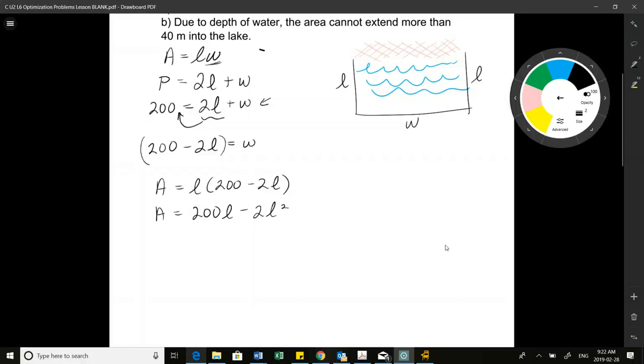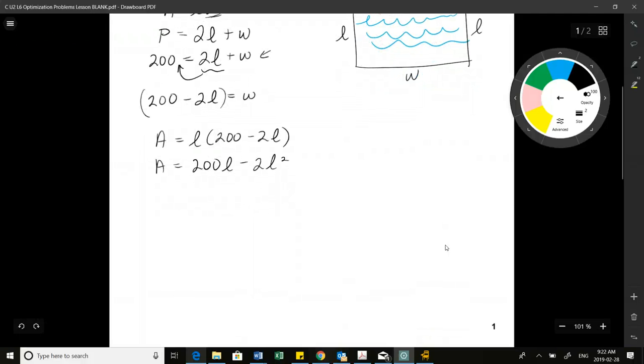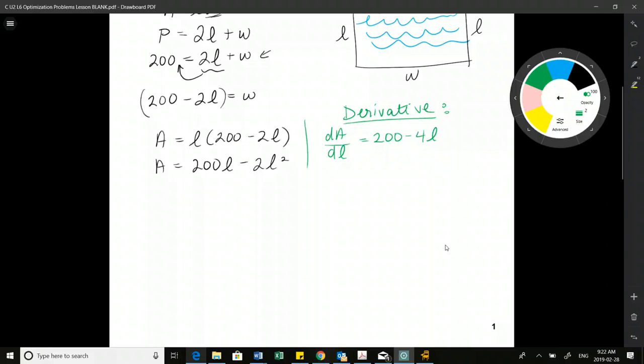So this function is already set up so that we're going to get a maximum once we take the derivative and find the critical number. So we're going to find the derivative, using this function. We're differentiating with respect to L here. So maybe we say dA over dL. That's our derivative notation. It's equal to 200 minus 4L. And because we're looking for a maximum, I'm looking for that critical point. I'm looking for where this is equal to 0. So we're just going to solve for where that happens.